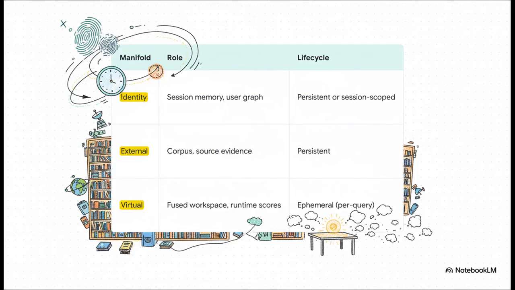And here they are, those 3 workbenches laid out for us. The identity manifold, that's your personal stuff, your session history, your context. The external manifold, that's the giant public library of knowledge. And then there's the virtual manifold. That's the temporary workbench, spun up for just one query and then poof, it's gone. This is where the magic really happens.